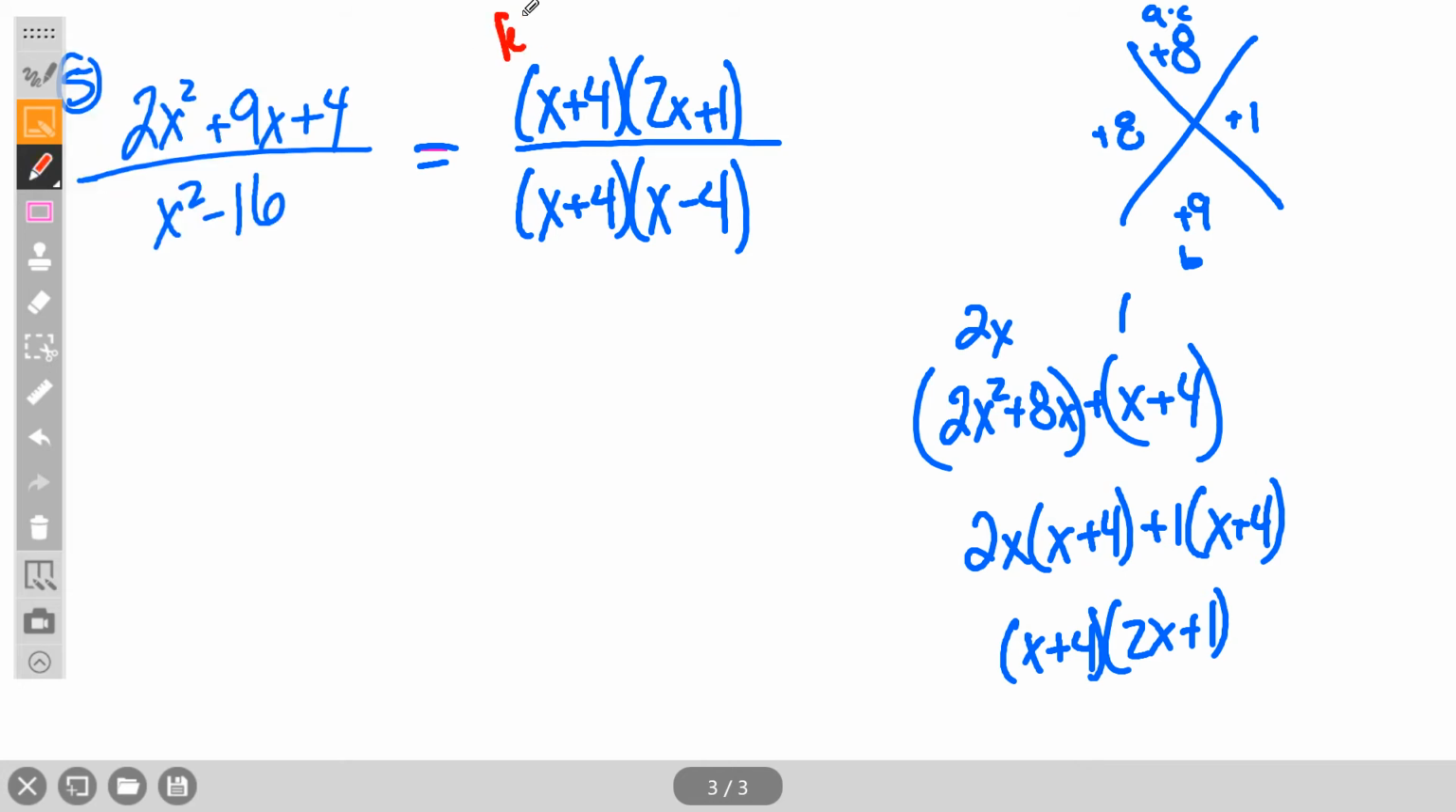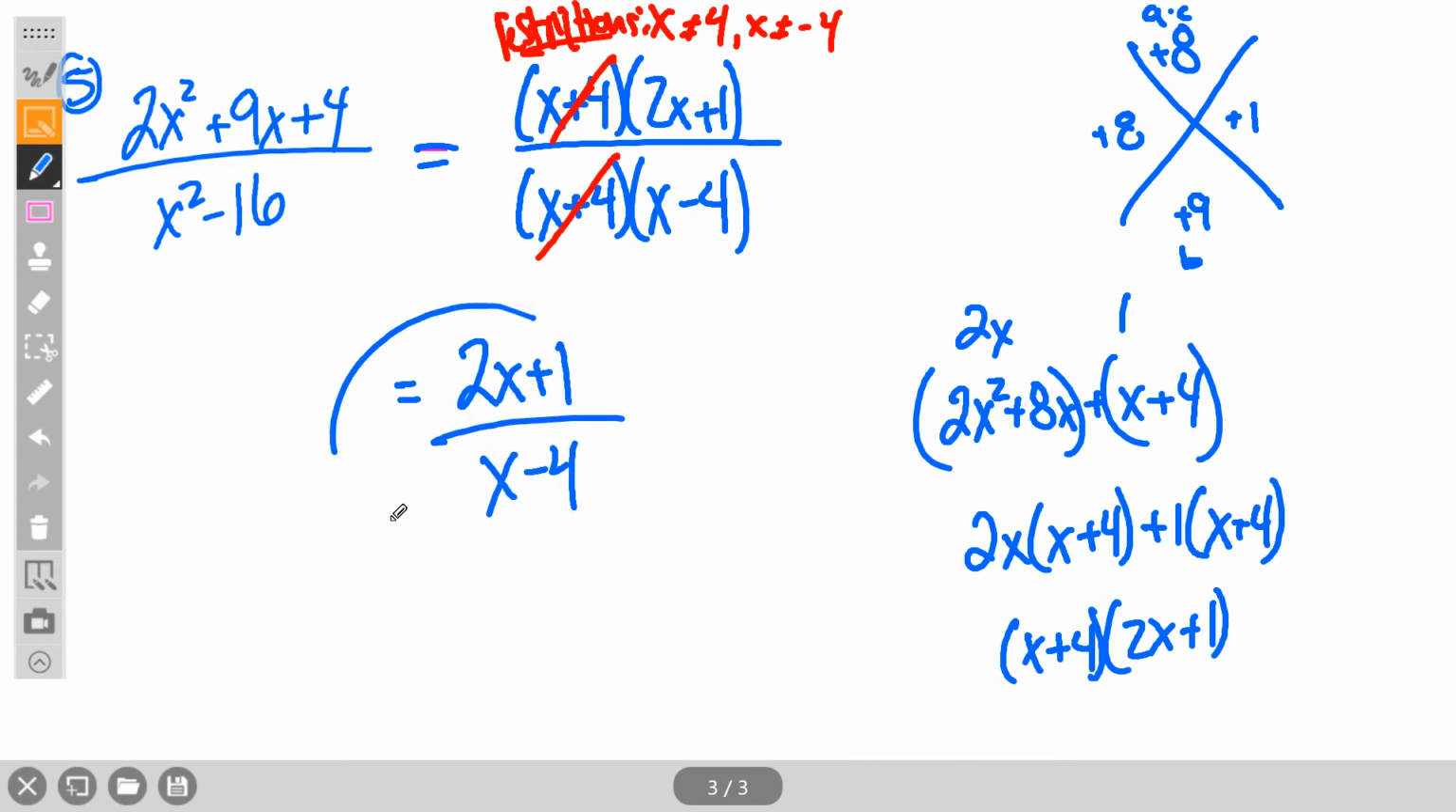Restrictions. X cannot be equal to 4, and x cannot be equal to negative 4. Now the x plus 4's cancel, so all we are left with is 2x plus 1 over x minus 4. And this would be the simplified version of number 5, the simplified form with these restrictions.